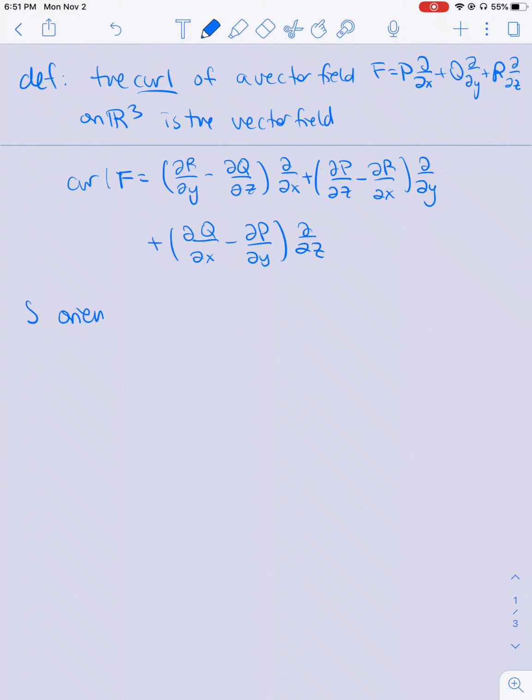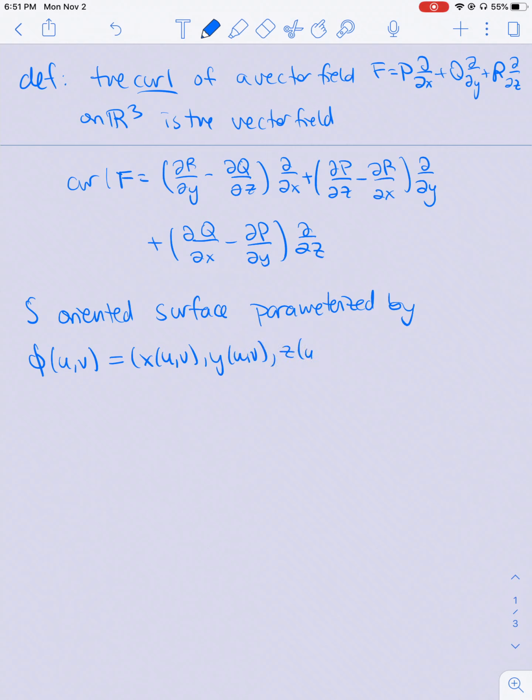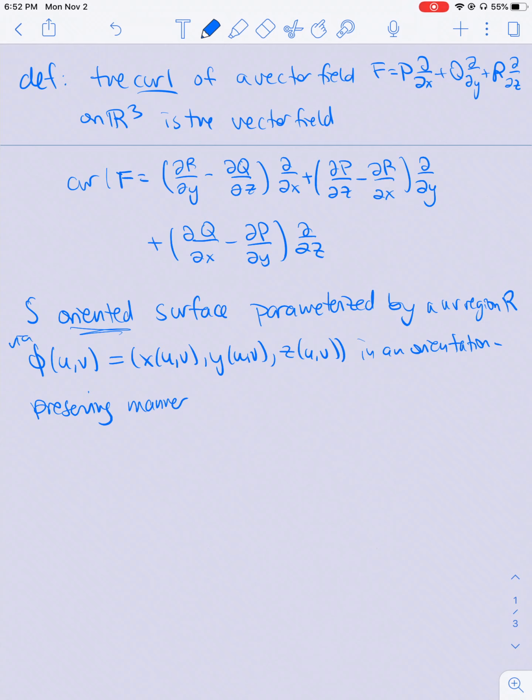So if S is an oriented surface parameterized by some map phi, which takes (u, v) to (x(u,v), y(u,v), z(u,v)), in an orientation preserving manner, so the orientation d/du, d/dv gets sent to the orientation of S. If you have such a parameterized surface, parameterized by a uv region R via some map phi, then I can cook up what's called the integral of F.